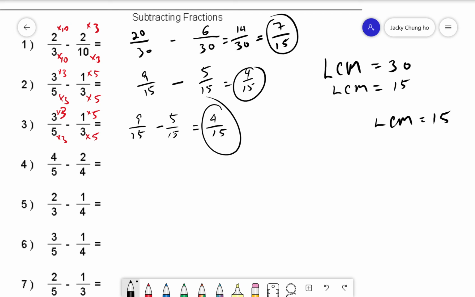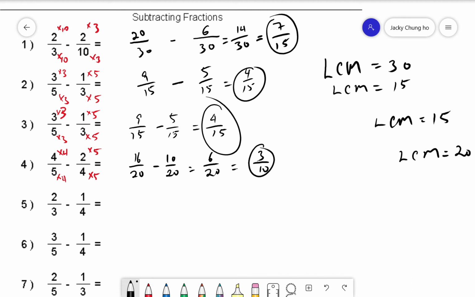Number 4, I have 4 over 5 minus 2 over 4. In this case, the LCM will be 20. So 5 times 4 will give me 20, and 4 times 5 will give me 20 as well. So it will be 16 over 20 minus 10 over 20. It will be 6 over 20, and then reduce it, you will have 3 over 10.